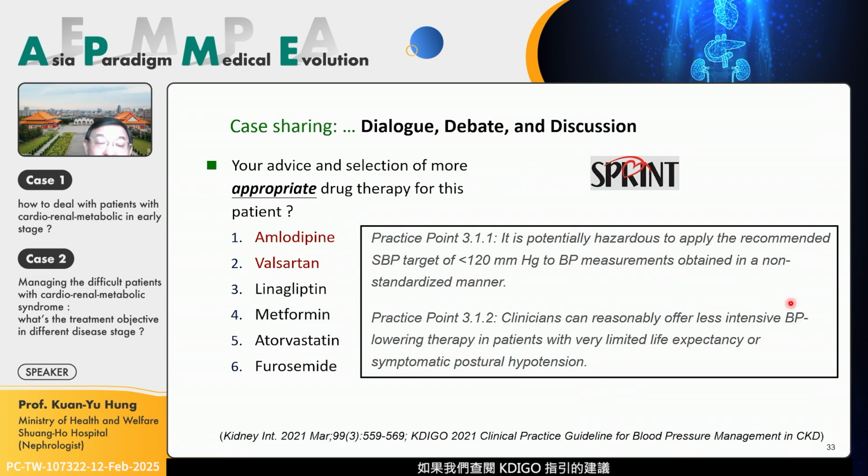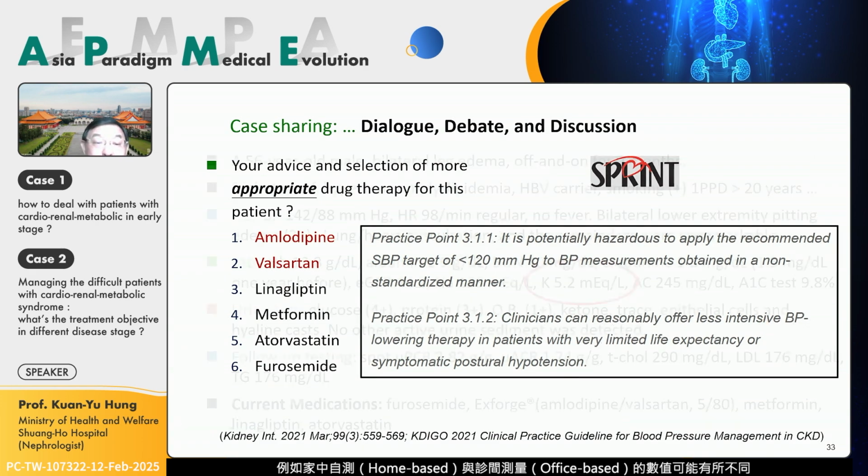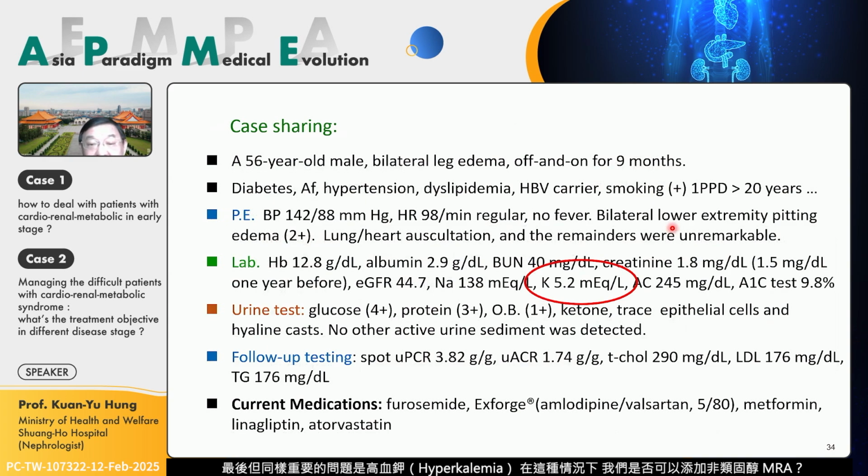If we look at the KDIGO guideline, the recommendation is that not everyone should stick to intense blood pressure lowering therapies. For patients who have symptomatic concerns, or the more aged patients, or patients with symptomatic postural hypotension, not everyone is absolutely recommended to have intense blood pressure control. You may set a higher level than this one. And of course, how the blood pressure was measured, whether home-based or office-based, is not the same.